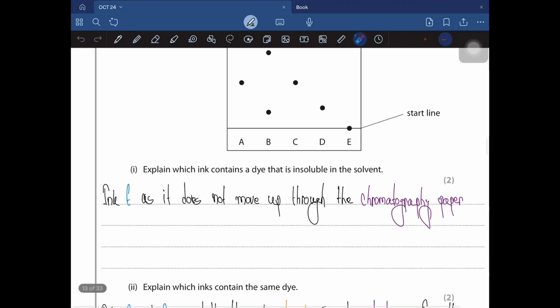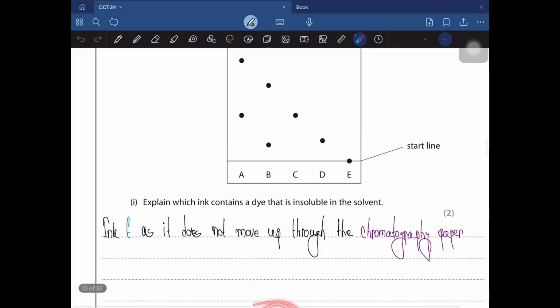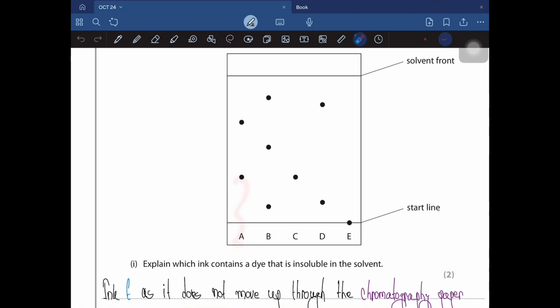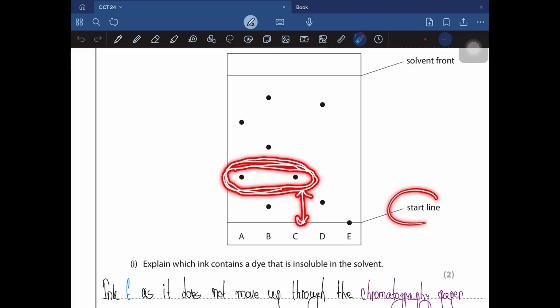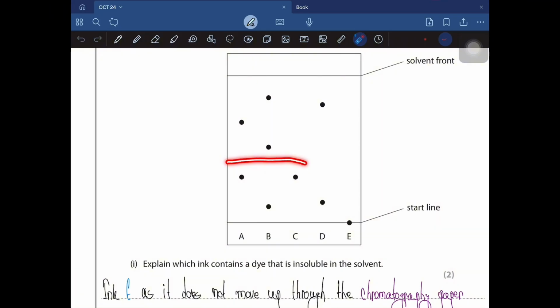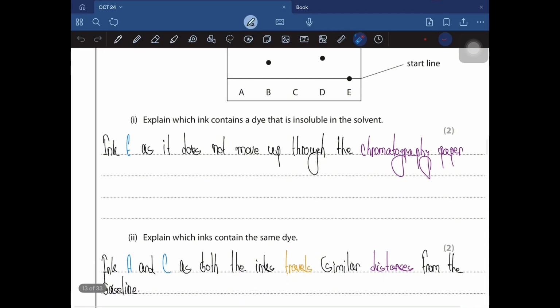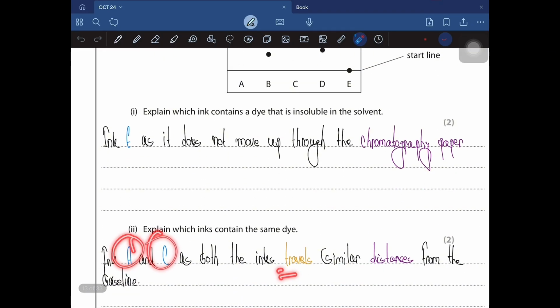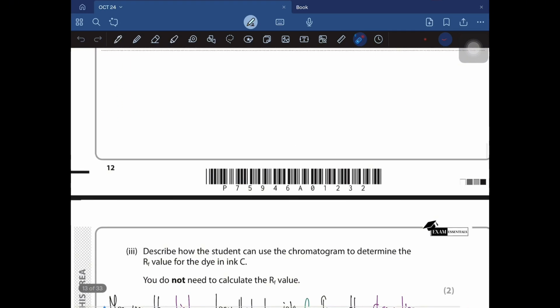Moving on to the next question: explain which inks contain the same dye. That's going to be ink A and ink C, because both of these dyes travel the same distance from the start line or baseline. As both of these inks travel the same distance from the baseline, these dyes are going to be the same as well. So that's A and C, as both inks travel similar distances from the baseline or start line. Moving on to the next part of this question.